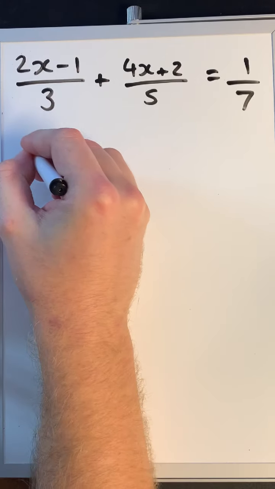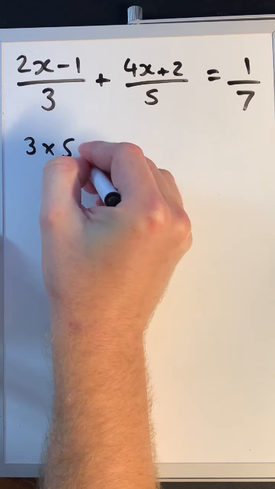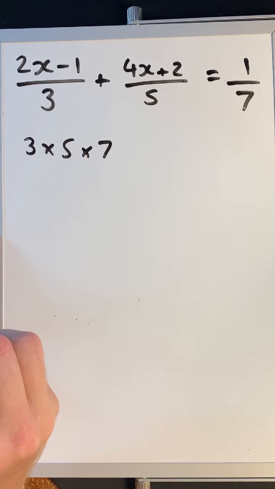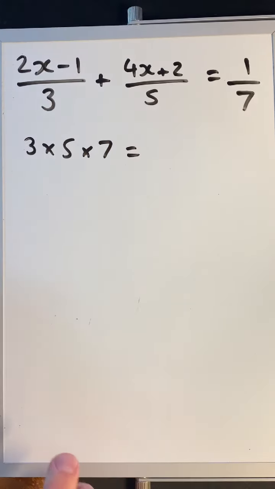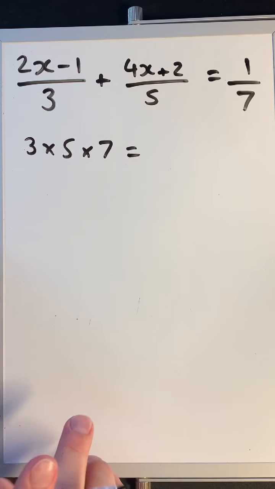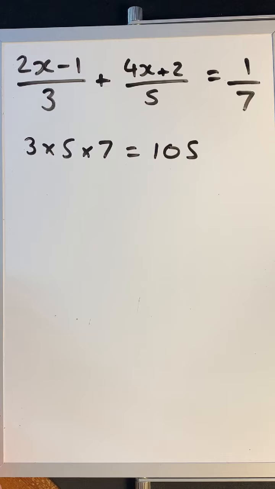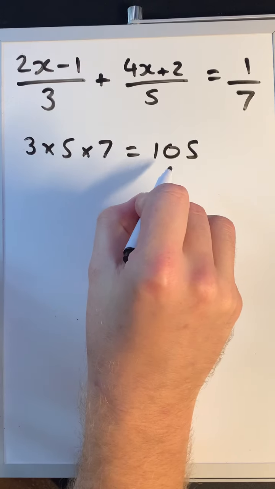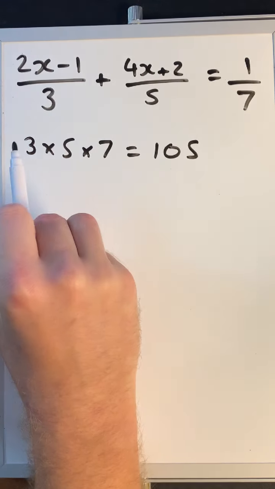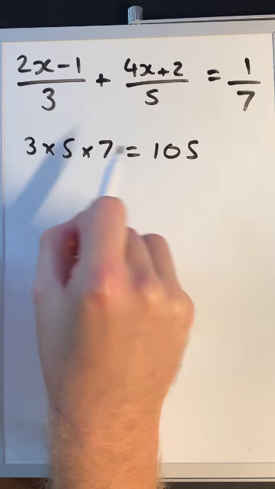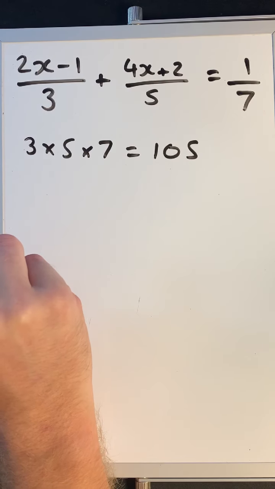Okay, so if we do 3 times 5 times 7, get your calculator out if you need to, we end up with 105. Okay, so that 105 now is a common factor of all of these numbers. 3 will go into it, 5 will go into it, 7 will go into it.